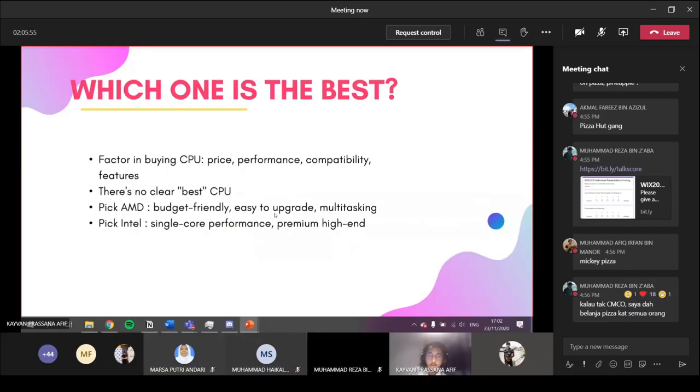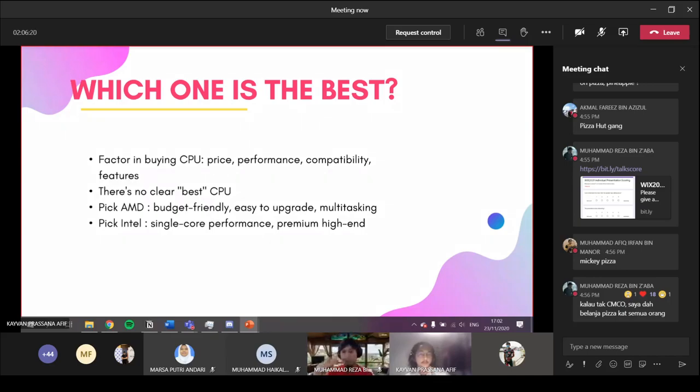Okay, so you may ask which one is the best. There are a lot of factors in buying a CPU. There's price, performance, compatibility, and even features like overclocking. All AMD processors can be overclocked, but for Intel, only those with the K symbol can be overclocked. There is no clear best CPU.